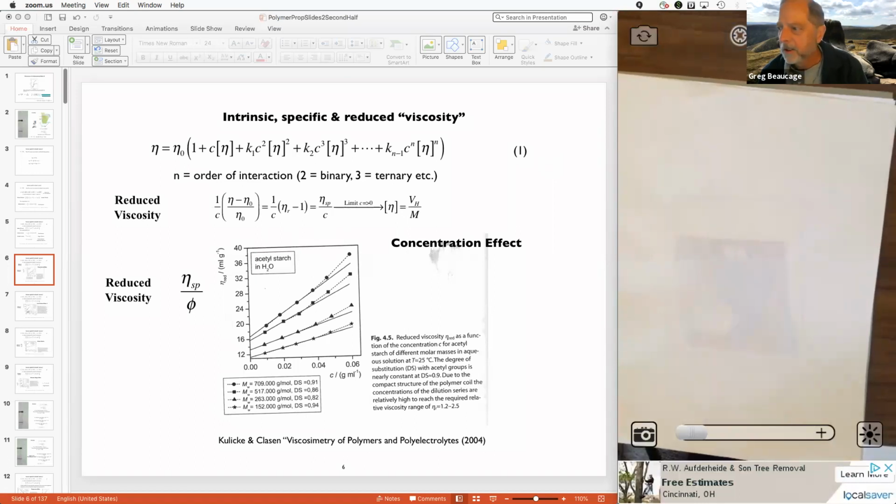So I want to finish going through intrinsic viscosity. There's a few more things, I guess, to say about it, and then talk about dynamic light scattering. Both measure the hydrodynamic radius. So that's kind of where we are here.